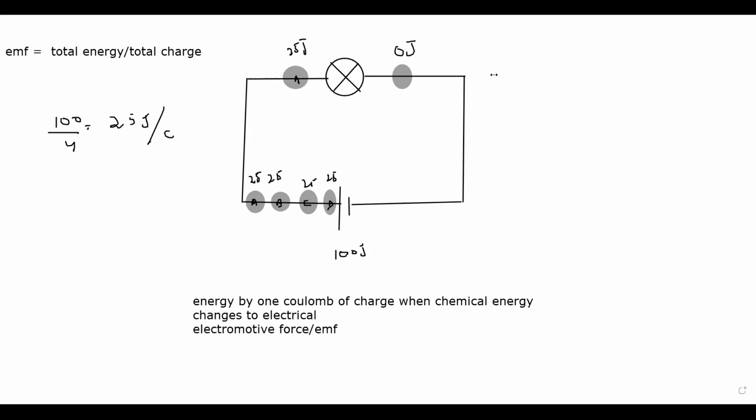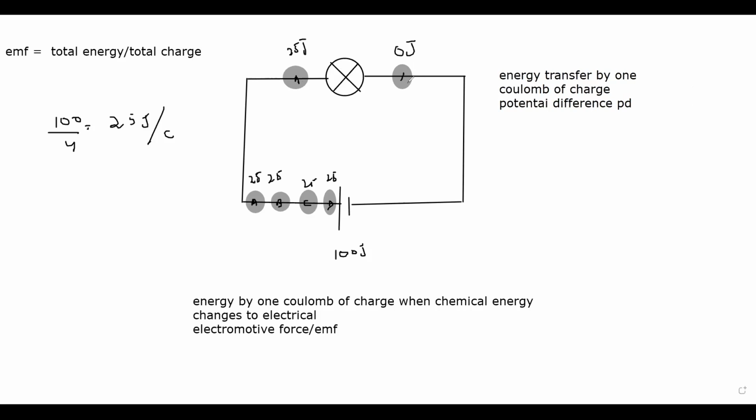So how much energy is transferred by one coulomb of charge? That is known as PD, or potential difference. It's not by all the charges, it's by only 1 coulomb. So that is known as PD, or potential difference. So what is the PD here? How much energy is transferred by one charge?